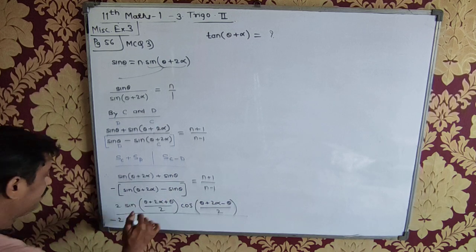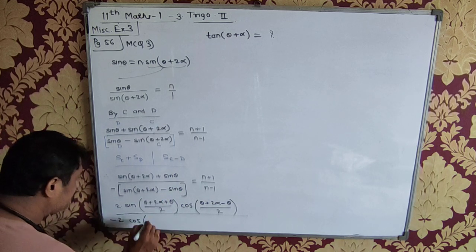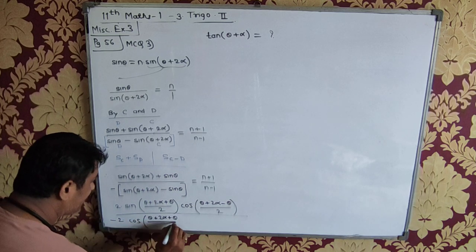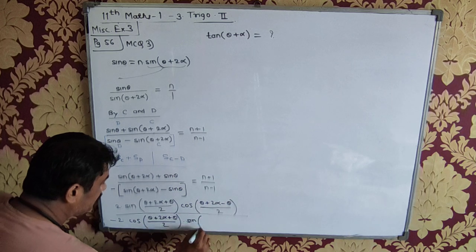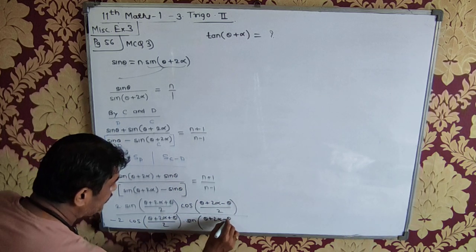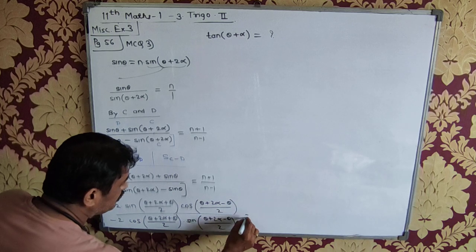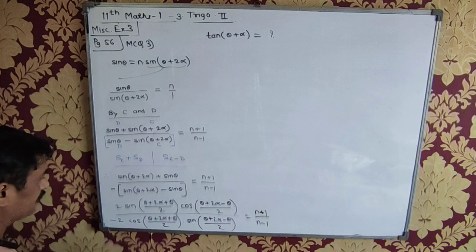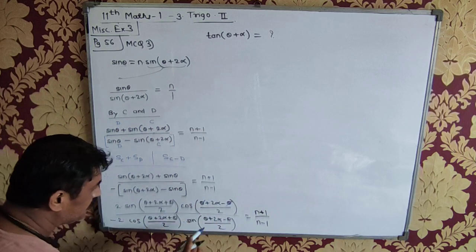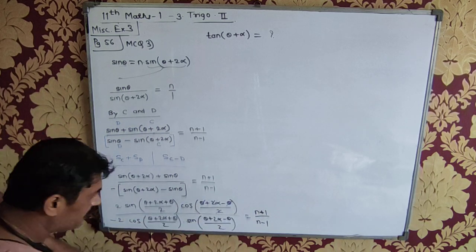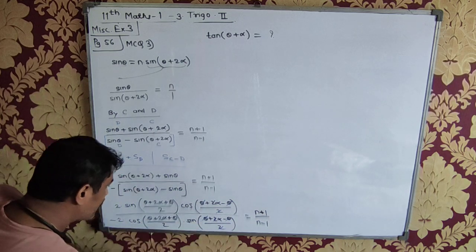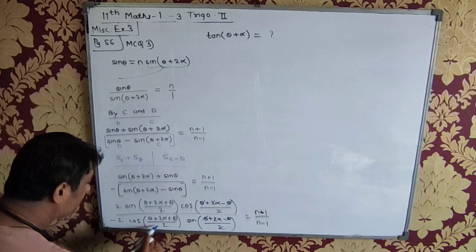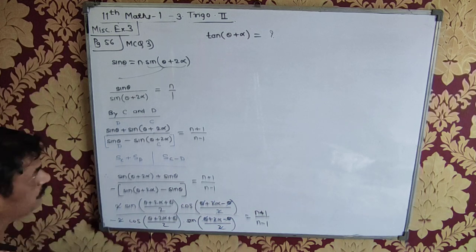Sin C minus sin D is 2 cos (C+D)/2 into sin (C−D)/2, so we get sin(θ+2α+θ)/2... into sin(θ+2α−θ)/2 is equal to (n+1)/(n−1). Here the theta goes and the 2 also goes. Theta goes and 2 also goes. 2 theta, 2 common, 2 cancel.